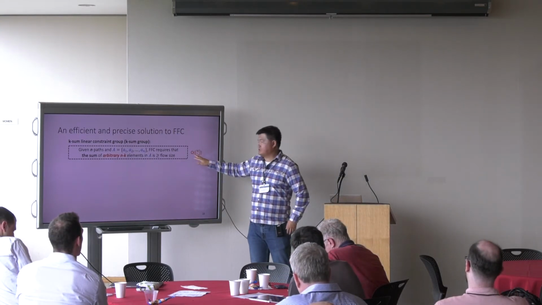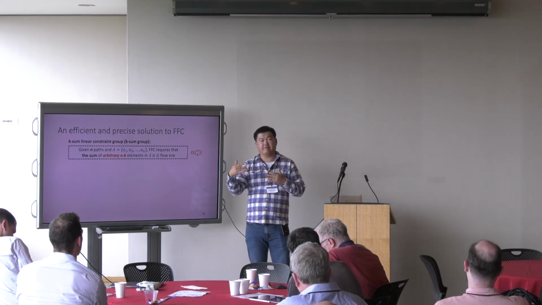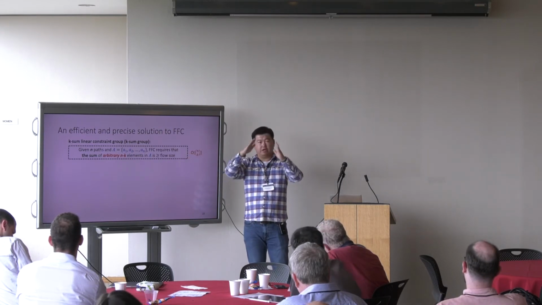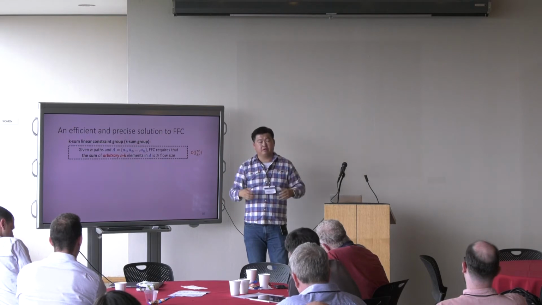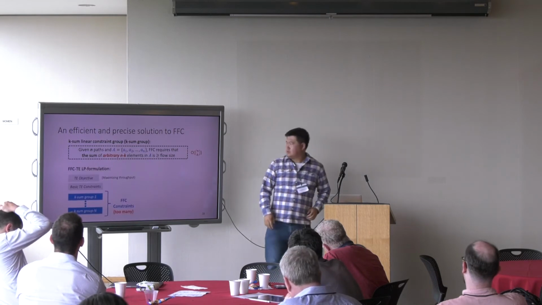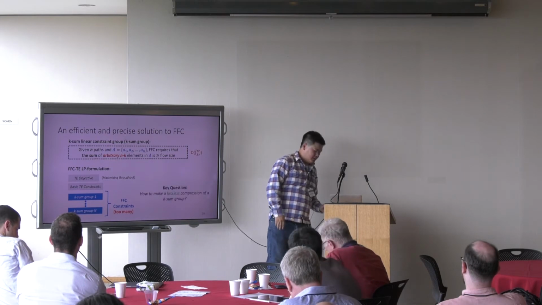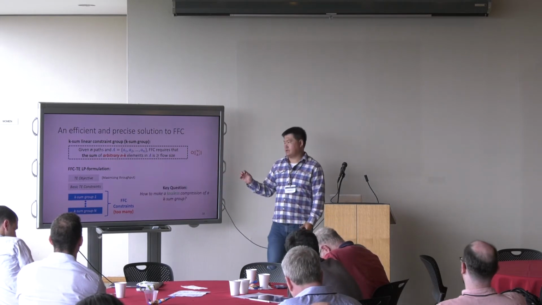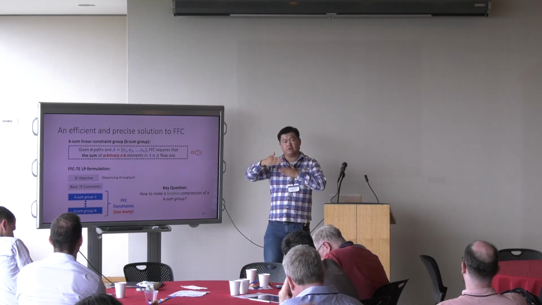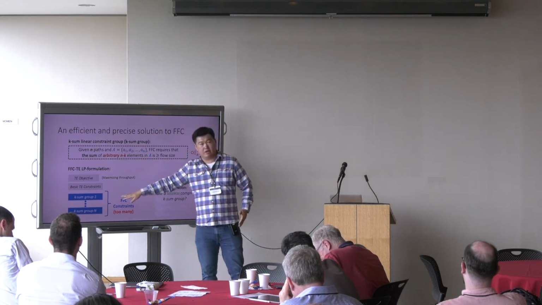So this is the problem we are facing. If we just naively encode the FFC constraints, the problem is that there are exponentially many constraints, which the solver cannot solve. So yeah, this is our problem. And then the key question is, is there any way for us to compress the FFC constraints so that we use a small number of constraints to represent the original ones?